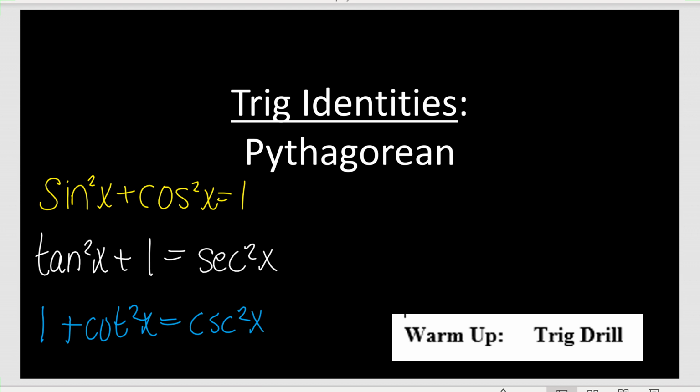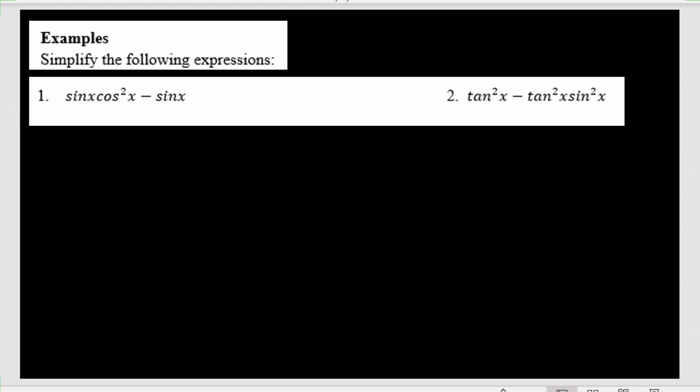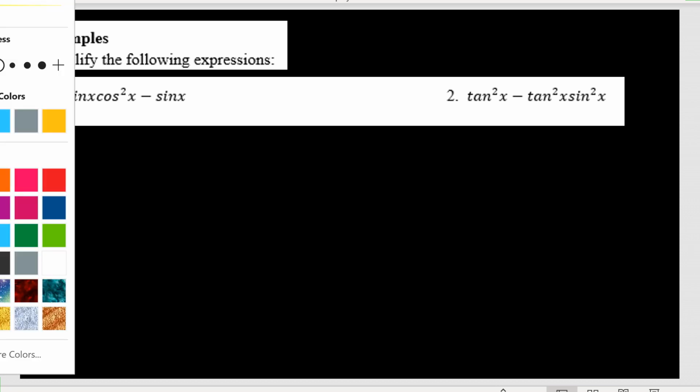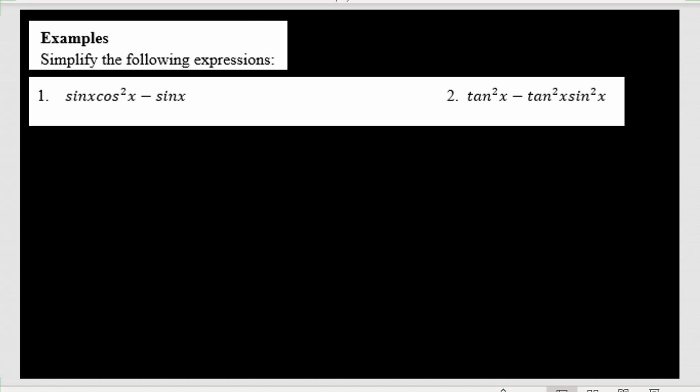We're going to see if we use those for all the problems or if there's different ways to do these. Remember, there's not always one way. It's not a my-way-or-the-highway kind of problem. All right, so our first example is sine of x multiplied by cosine squared of x minus sine of x. So you've got a couple of choices.